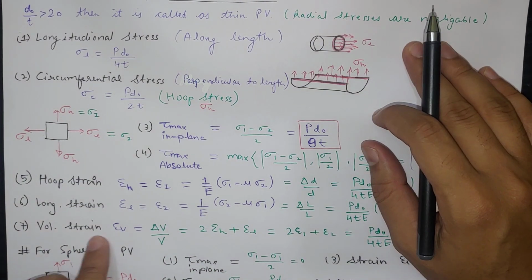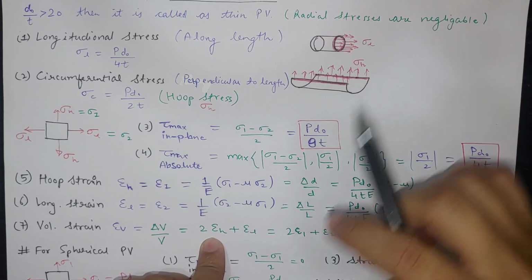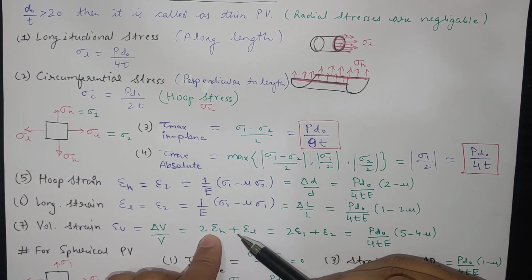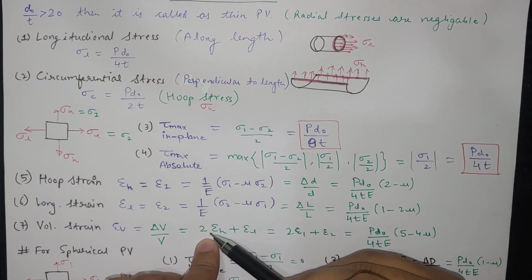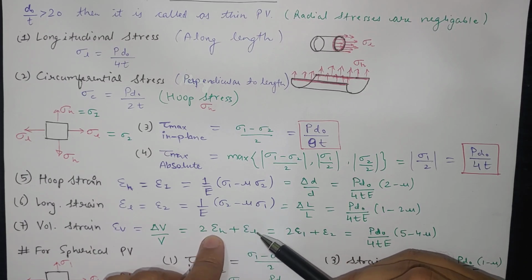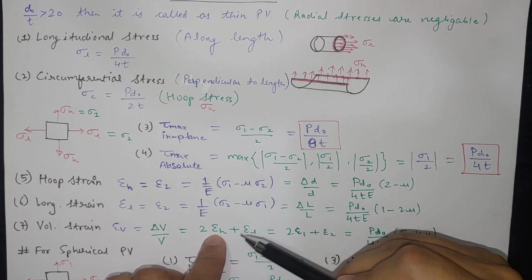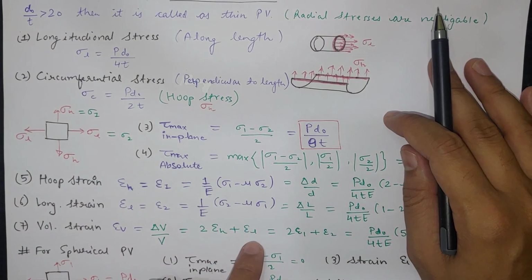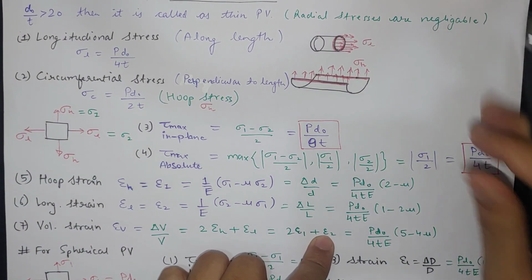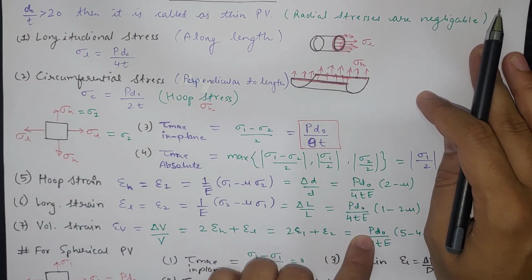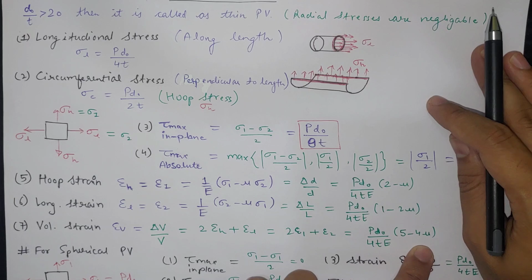For volumetric strain, delta V divided by V will be equal to 2 times the circumferential strain plus epsilon L, the longitudinal strain, because epsilon x plus epsilon y plus epsilon z is epsilon V. Here epsilon x and epsilon y are hoop strains and epsilon z is the longitudinal strain. So it is 2 times epsilon 1 plus epsilon 2, and we get this relation after placing epsilon 1 and epsilon 2 in this form. So here we get this formula.